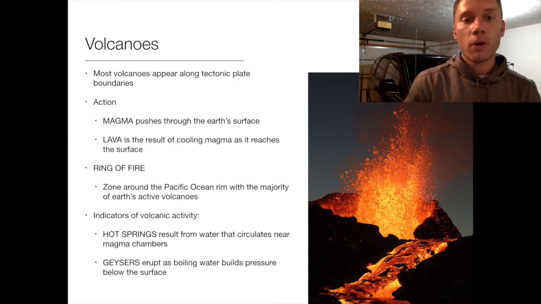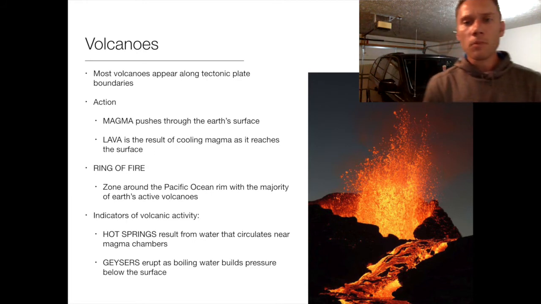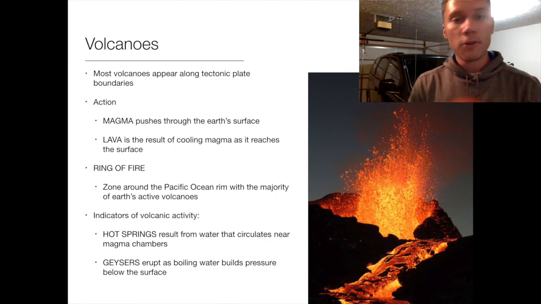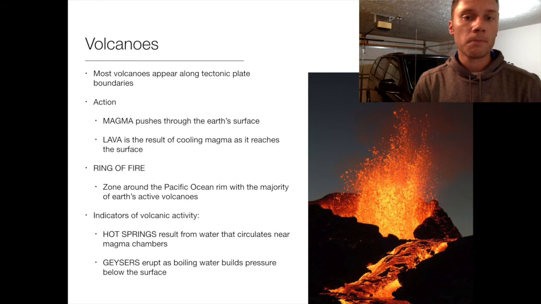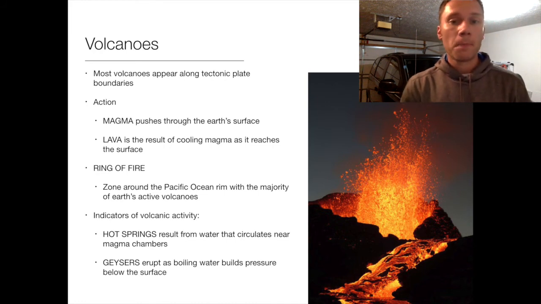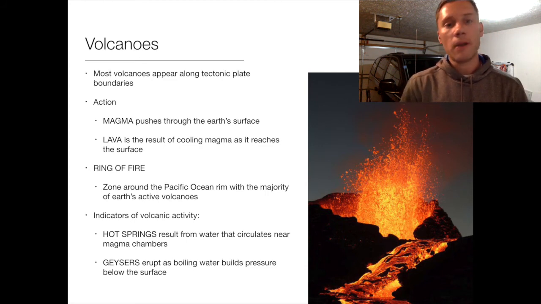And so one of the more significant areas for finding volcanoes is the Ring of Fire. Out in the Pacific Ocean, the majority of Earth's volcanoes are found here near the Ring of Fire. A few things that we can notice as we see volcanic activity. Hot springs may show up. That is a result of the water circulating near the magma chambers, and those hot springs are constantly warmed by that magma that is flowing through there.